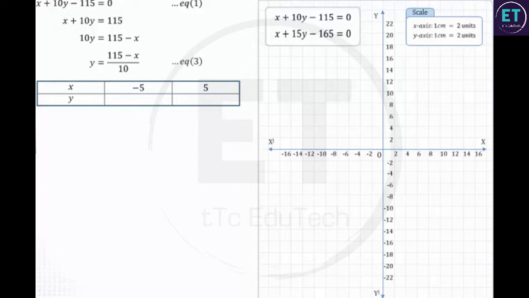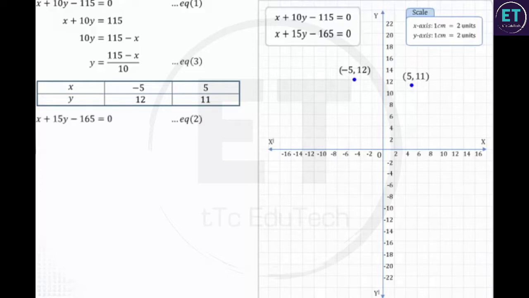Let's substitute -5 for x in the equation and solve it. The value obtained for y is 12. So the first ordered pair is -5, 12. Next, we'll substitute 5 for x and solve the equation. The value obtained for y is 11. Hence, the second ordered pair is 5, 11. The two ordered pairs for equation 1 are -5, 12 and 5, 11.